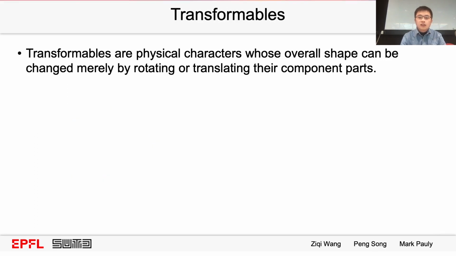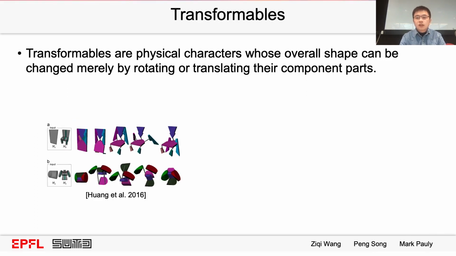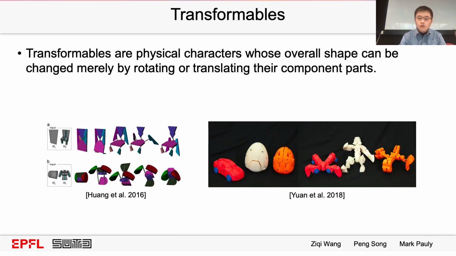The second class of hinged reconfigurable assembly is the transformables, which are physical characters whose overall shape can be changed merely by rotating or translating their component parts. Huang and their colleagues first designed transformables in a virtual setup, while Yuan and their colleagues made transformables that are physically fabricable by using 3D printing.